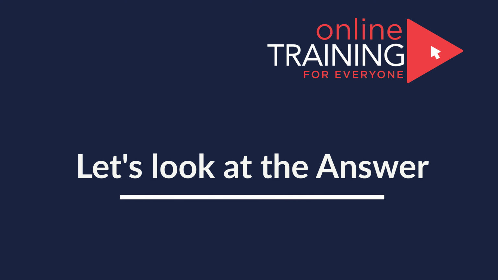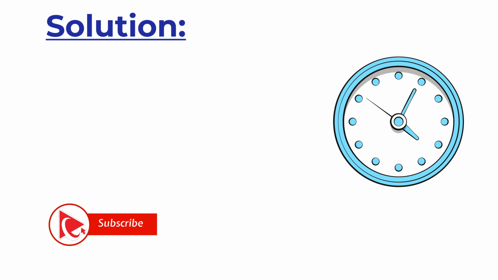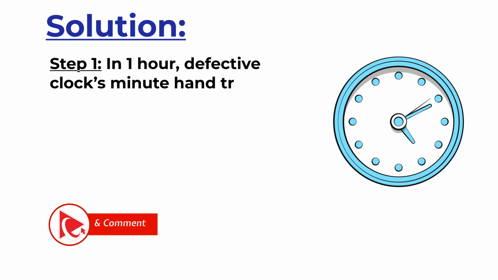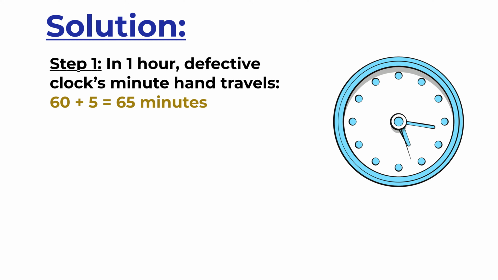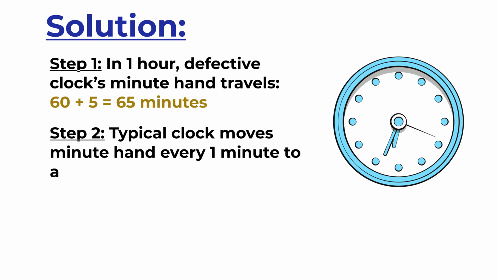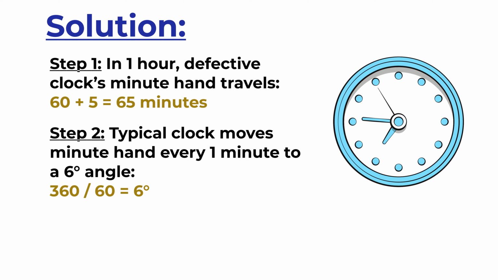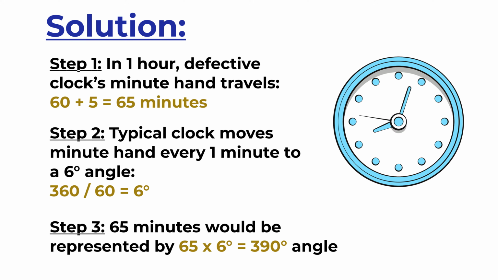To solve this challenge, we need to emphasize the fact that the defective clock gains 5 minutes every hour, which means that in 1 hour, the defective clock's minute hand travels 65 minutes, which is calculated as 60 minutes for 1 hour plus 5 extra minutes. A typical clock moves the minute hand every 1 minute, and it moves it by a 6-degree angle, which is calculated as 360 degrees divided by 60 minutes, which equals 6 degrees. Which means that the 65-minute angle would be represented by 65 multiplied by 6, which would be equal to a 390-degree angle.